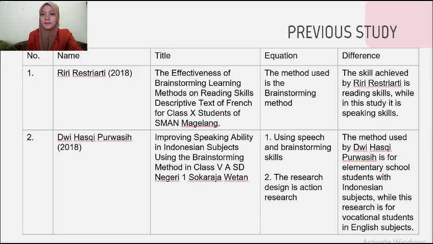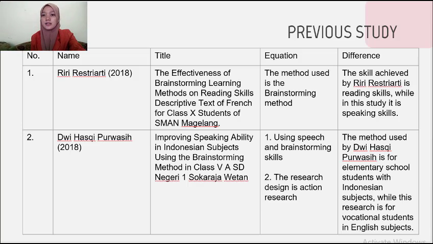Next, previous studies. 1. From Sriwardhani, 2018. The title is The Effectiveness of Brainstorming Learning Methods on Reading Skills of Descriptive Text for Class 10 Students. Equation: the method used is the brainstorming method. Difference: the skill achieved by Sriwardhani is reading skills, while in this study it is speaking skills.